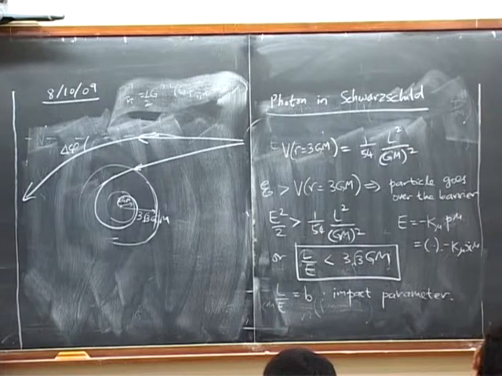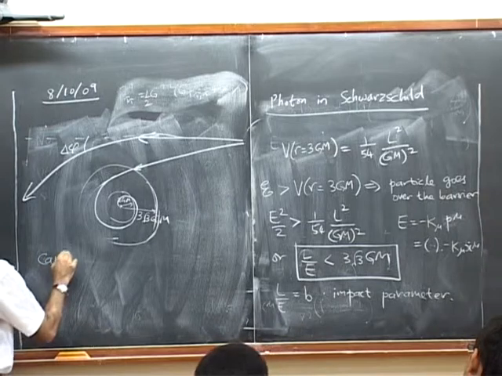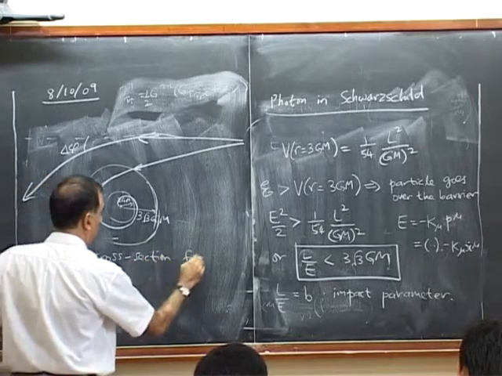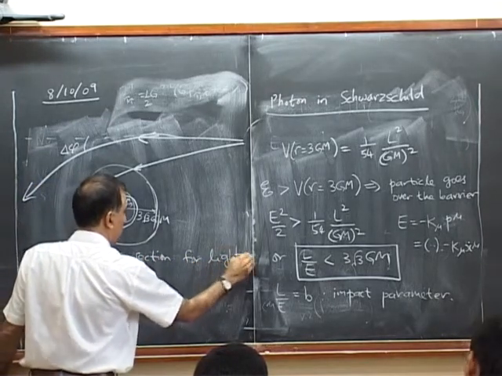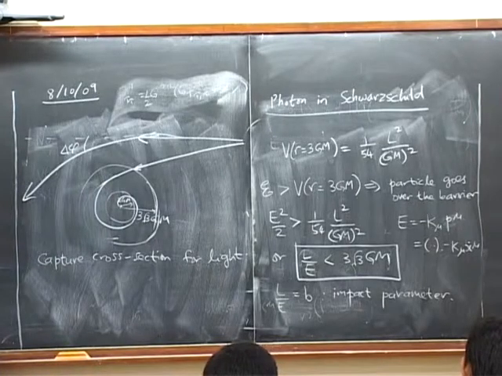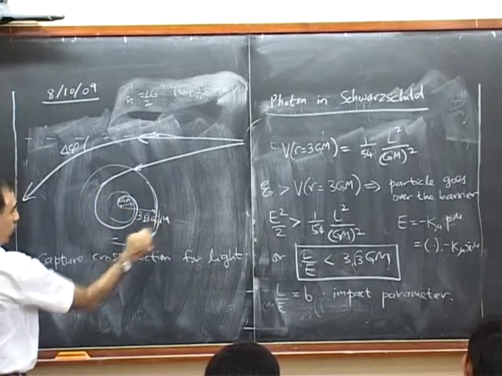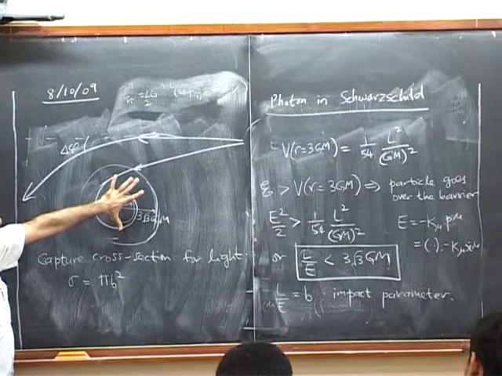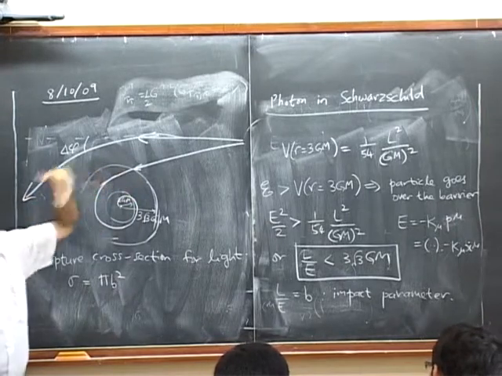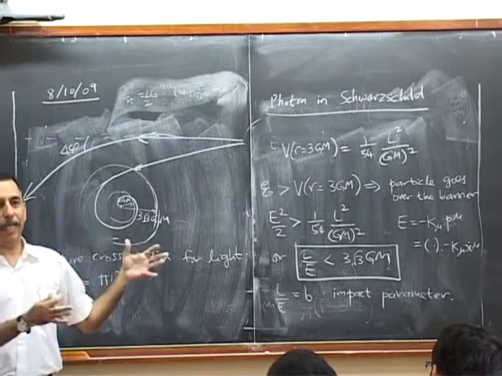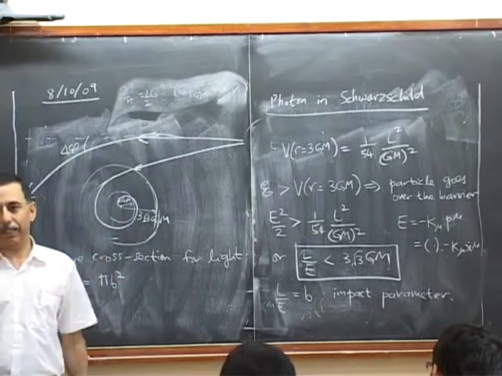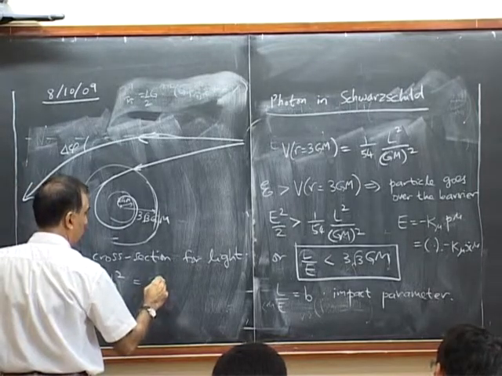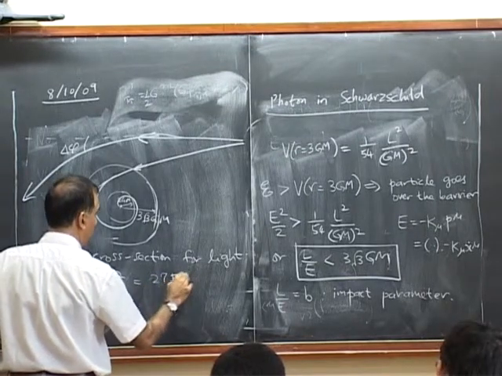It's natural to define a capture cross section for light. Sort of standard thing one thinks about in particle physics. If B is the impact parameter, which is 3√3 GM, then the cross section is pi B squared. It's just the area of the spherical body which is presenting itself to an incoming photon, which is the effective area in which it will be taken in. Okay, so the cross section for capture. So that's just, I can only take the square, 27 pi.